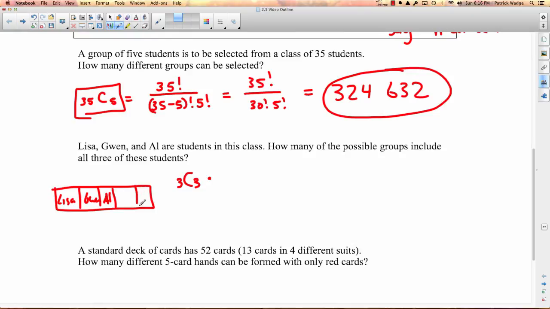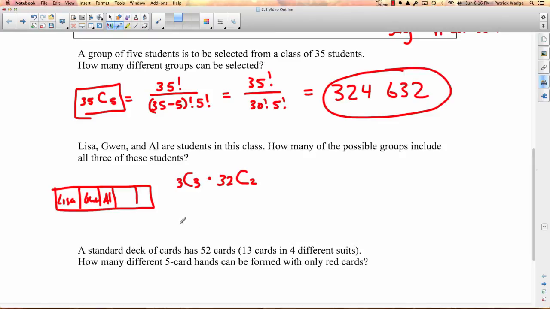But how many do we have left? We don't have 35 students left, right? These were 3 of those kids. So now how many kids are there besides Lisa, Gwen, and Al? There's 35 minus 3, which is 32 kids left. And how many of those do we need to choose? Well, remember we want a group of 5. We already have these 3 for sure, so we need 2 more. And that'll give us the answer.